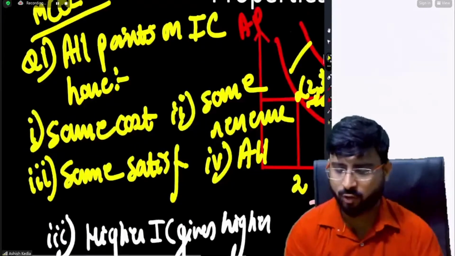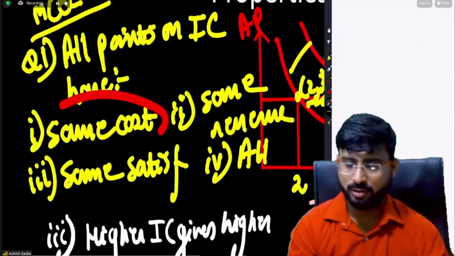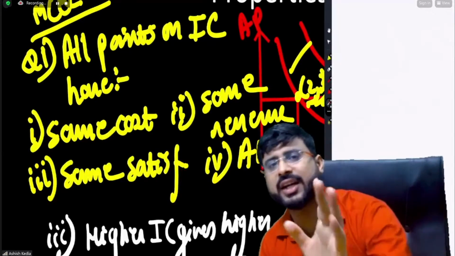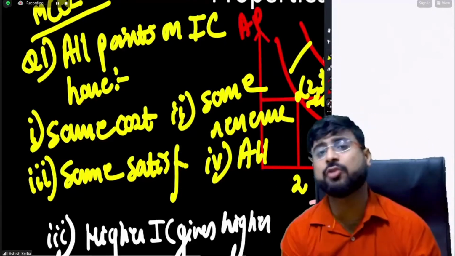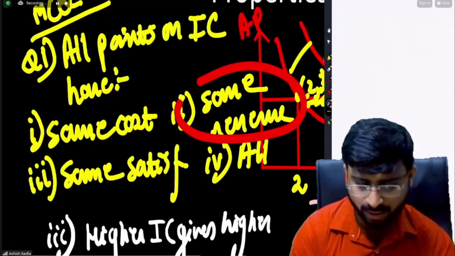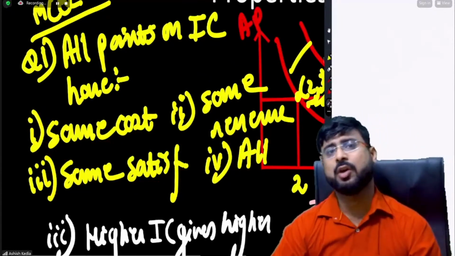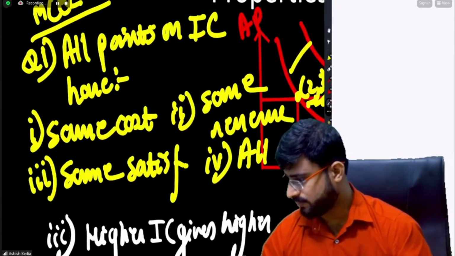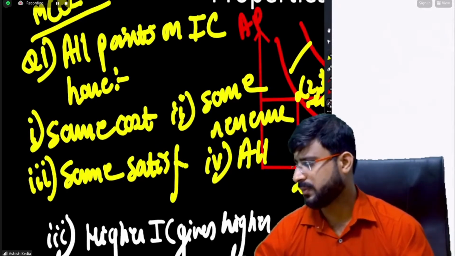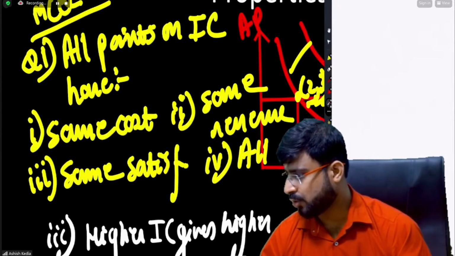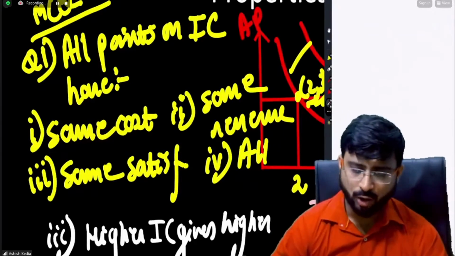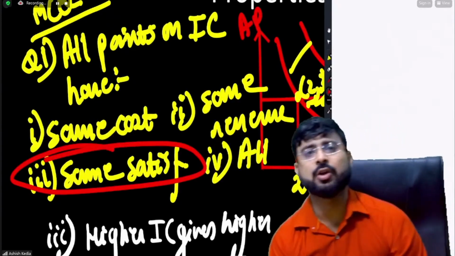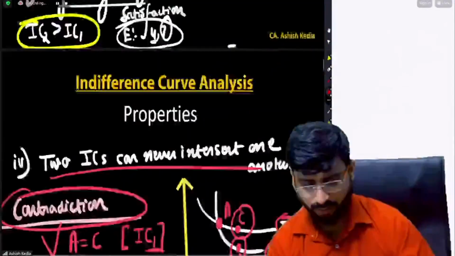So all points on indifference curve have what? Same cost, same revenue, same satisfaction, or all the above. Which one do you think is the correct answer, friends? Very good. Good answer, everybody. Good to see all are following the class carefully. Correct. Same level of satisfaction. Very, very good.